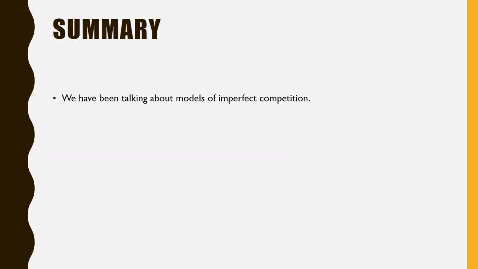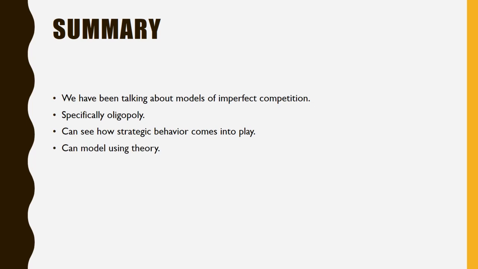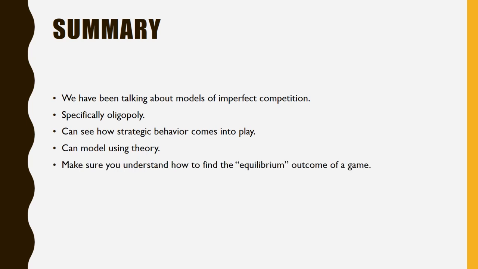So we've been talking about models of imperfect competition. And specifically, we've been talking about oligopoly because that's the more interesting of the models, right? We see how strategic behavior comes into play here. And we've modeled that using, rather that should say game theory. So we've modeled that using game theory. So make sure you understand how to find the equilibrium outcomes of a game. And if I were to ask you, is something in equilibrium, you need to be able to answer that question as well. So hopefully you get the hang of it.